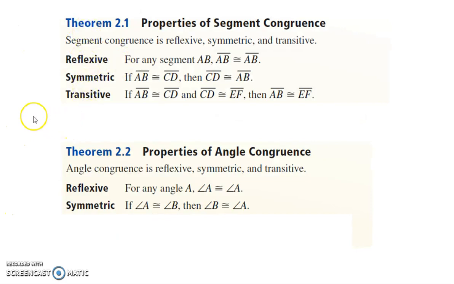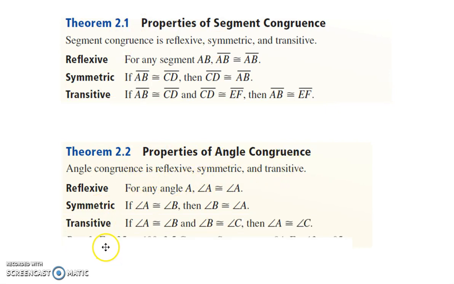We have these theorems written down: reflexive, symmetric, and transitive. They work for segment congruence. Segment congruence is reflexive, symmetric, and transitive. That's theorem 2.1, and theorem 2.2 is angle congruence. Angle congruence is symmetric, reflexive, and transitive. So all three of those apply to segment congruence as well as angle congruence.